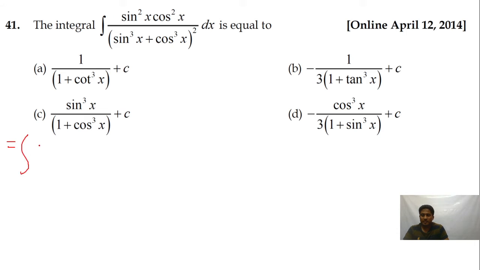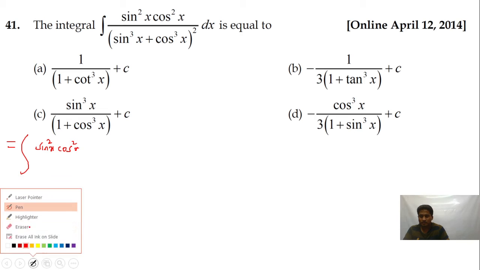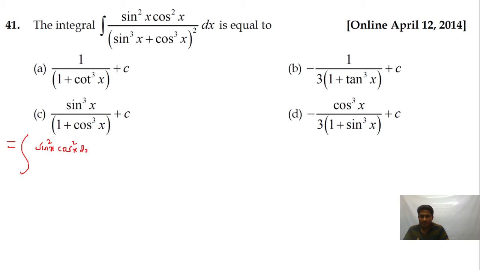See, the numerator is actually sin square x into cos square x dx. So this is sin square x cos square x dx, upon this whole square, I'll keep as it is, no changes. I'm going to take cos cube common. So this can be written as sin cube x upon cos cube x plus 1. You multiply, you get back the same thing.